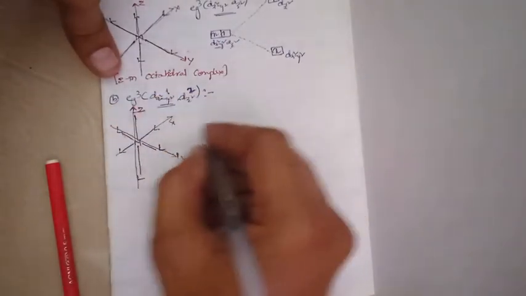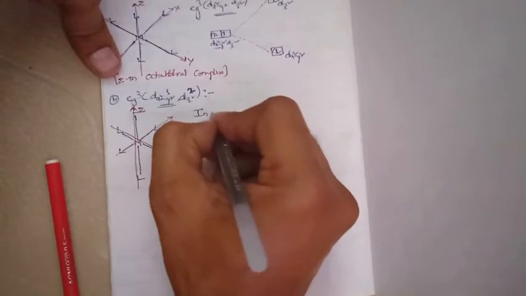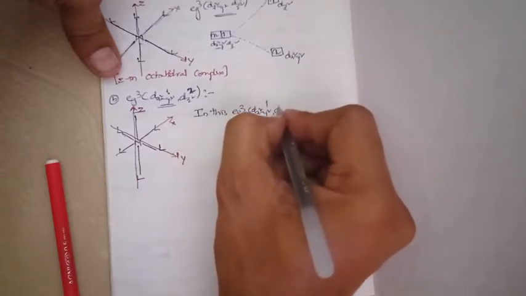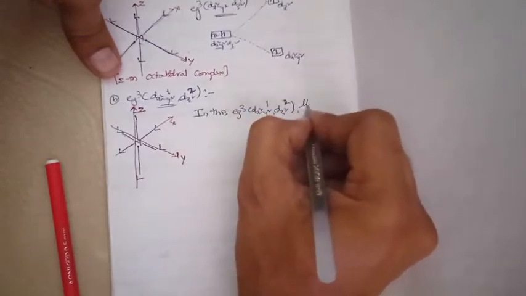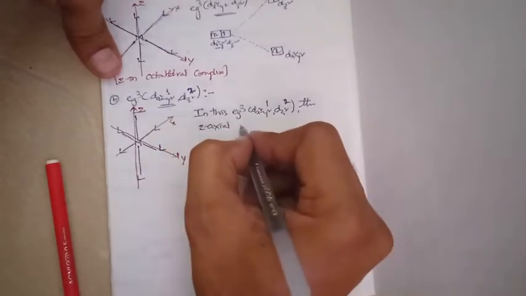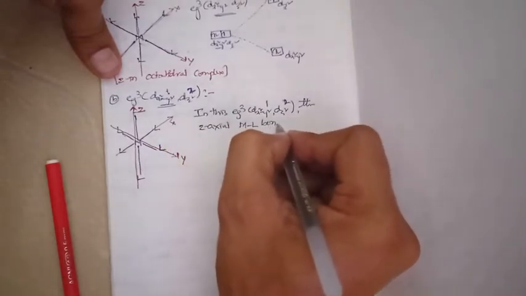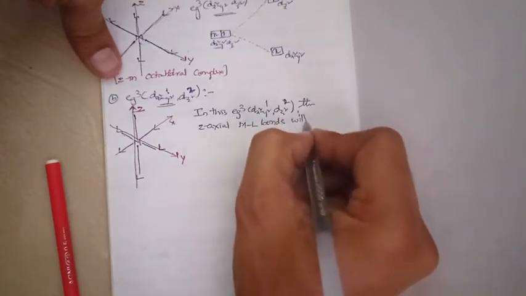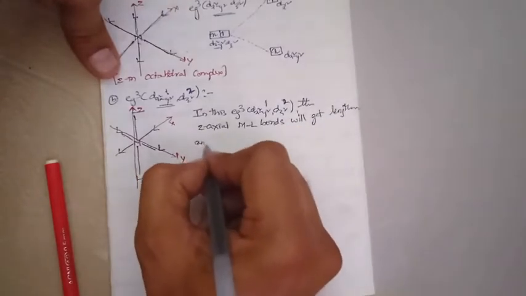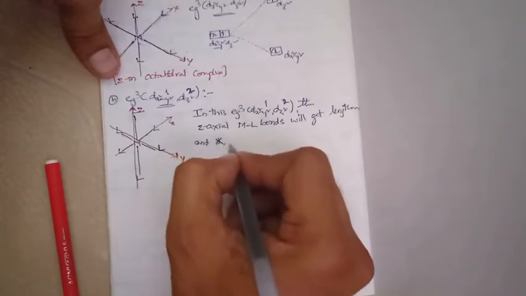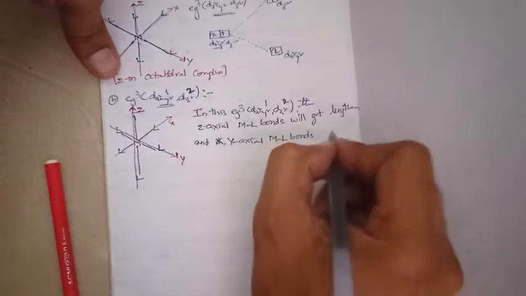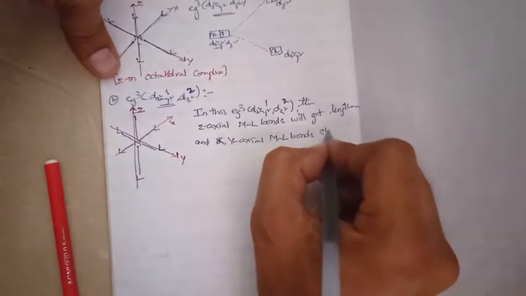So in this case, in this Eg3, dx square minus y square has 1 electron, dz square has 2 electrons, the Z axial metal to ligand bonds will get lengthened, and the x, y axial metal to ligand bonds are shorter.